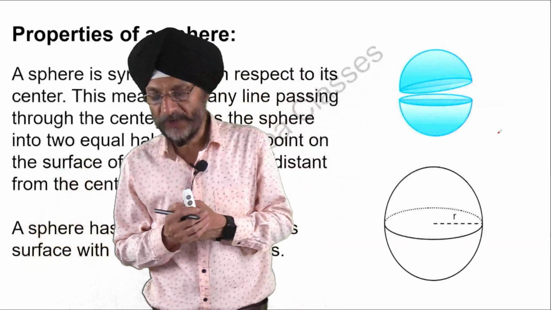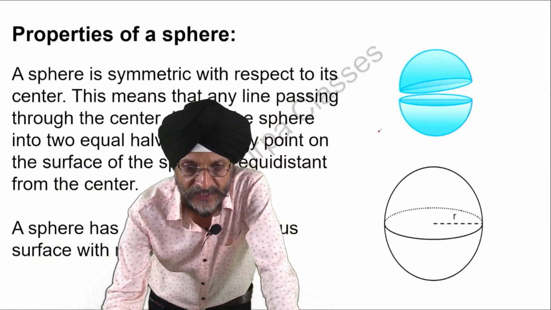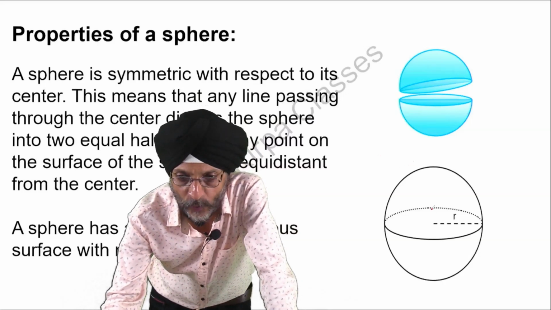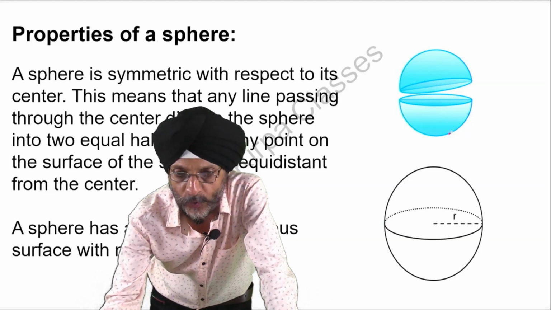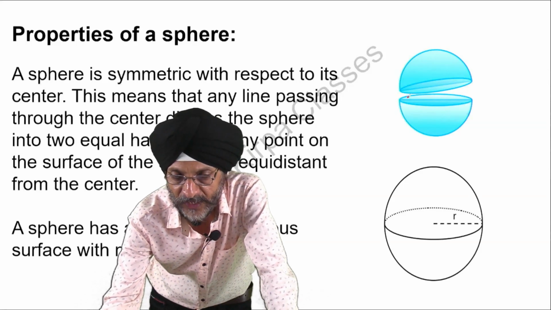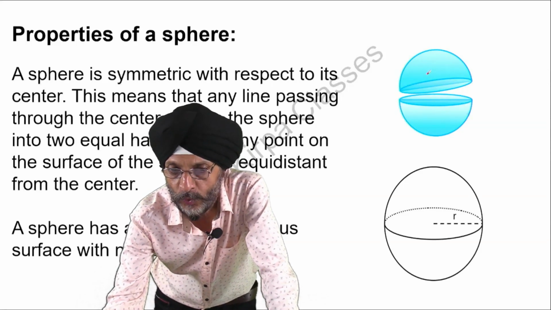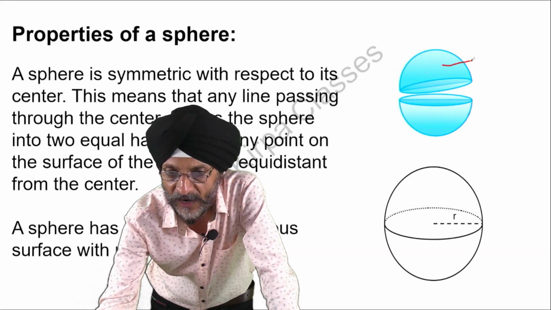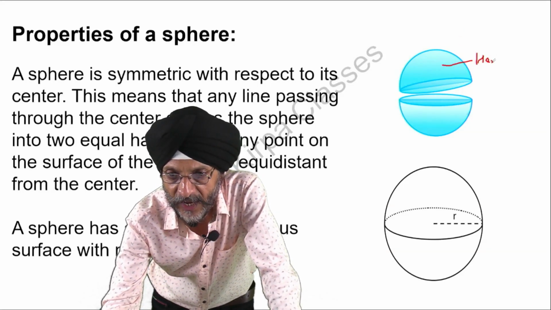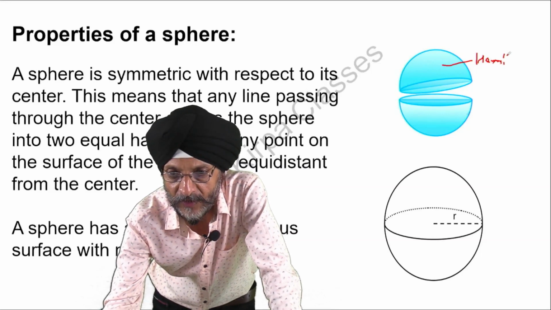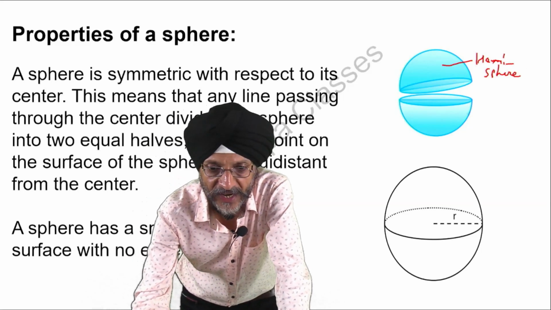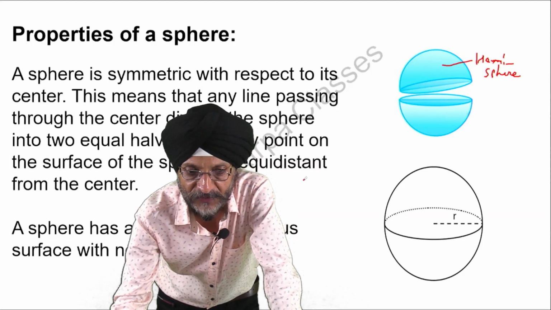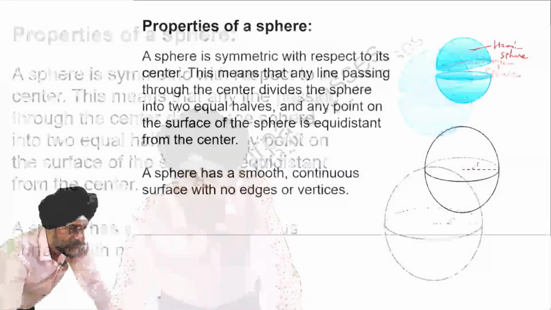Now we will discuss the properties of sphere. A sphere is symmetric with respect to its center. This means that any line passing through the center divides the sphere into two equal halves. You can see here that a sphere has been divided into two equal halves, and each half is known as hemisphere. And any point on the surface of the sphere is at equal distance from the center.